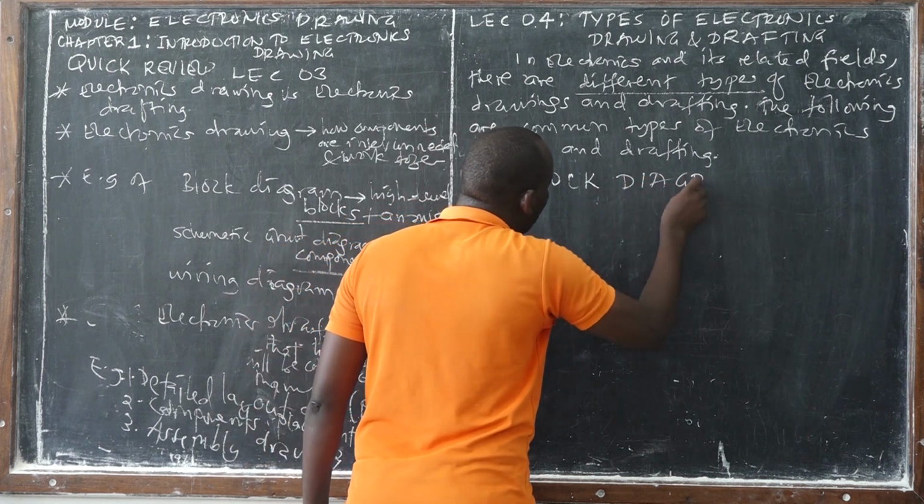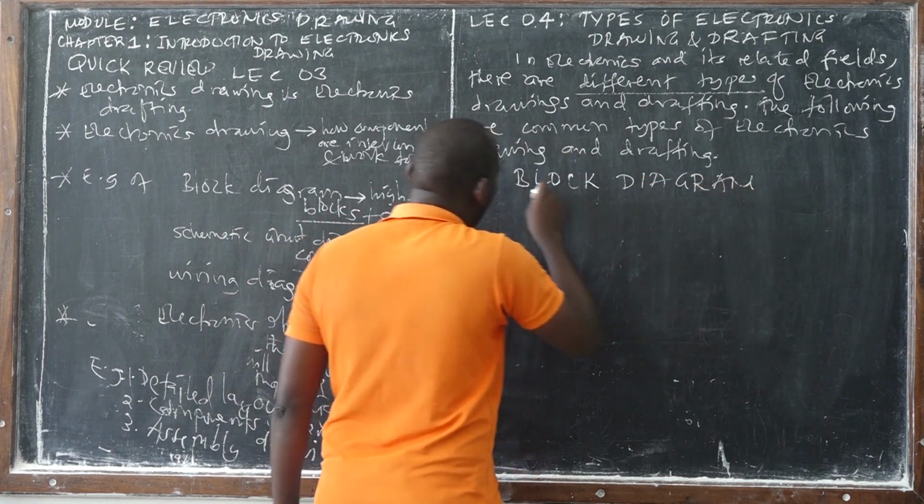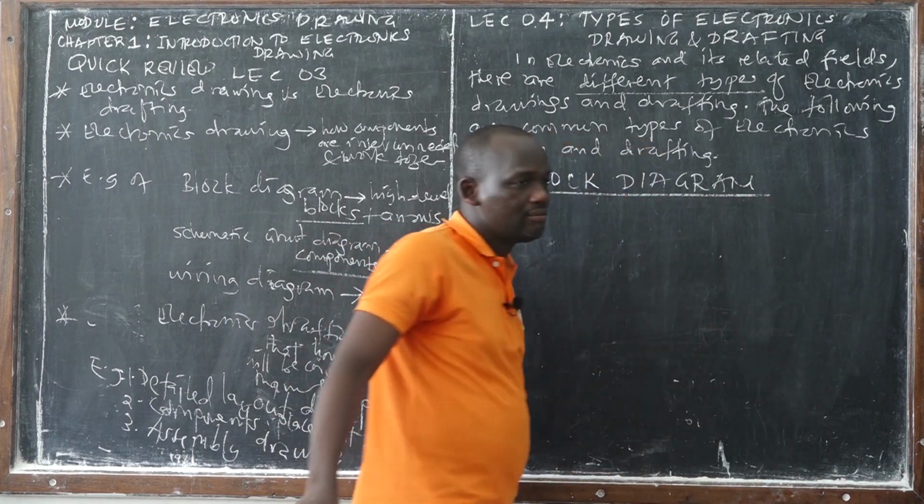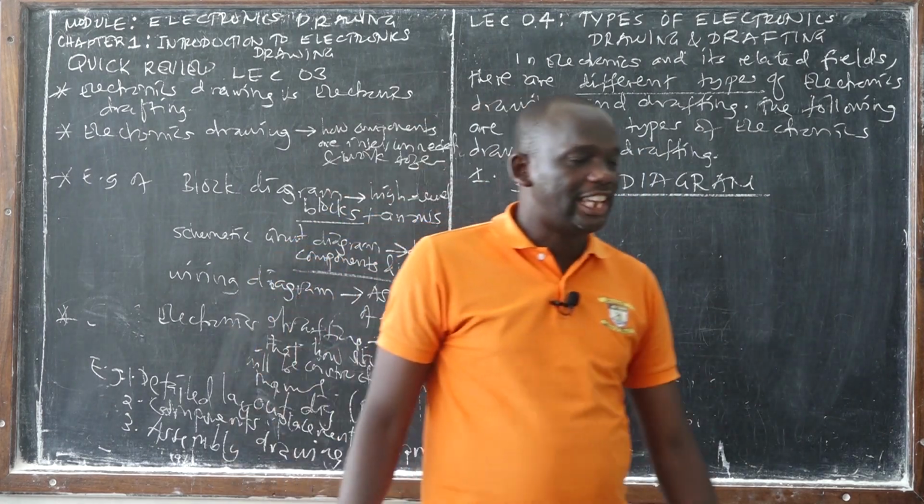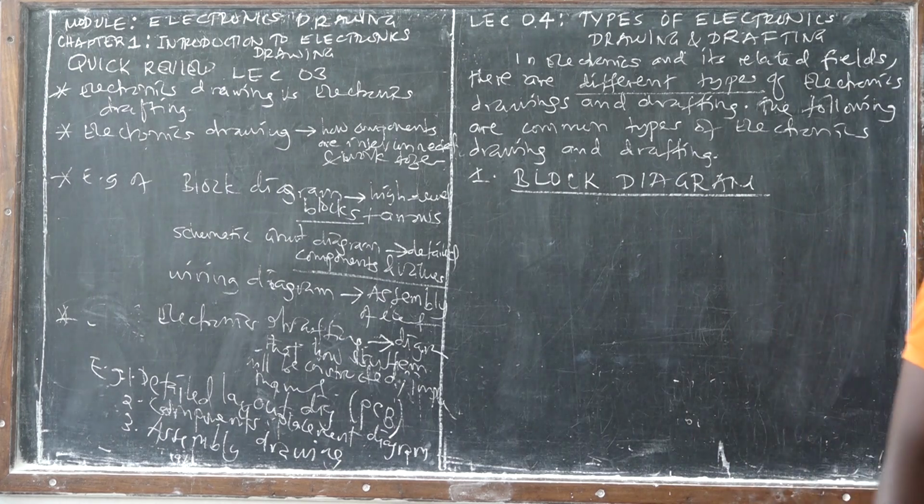Class, say block diagram. Again, say block diagram. So the first type of electronics drawing is called what? A block diagram. Say again, a block diagram.